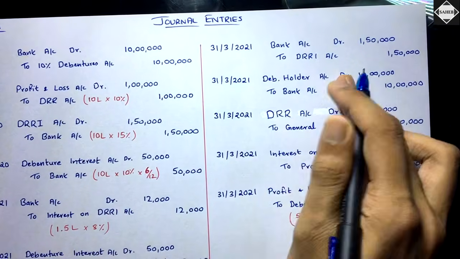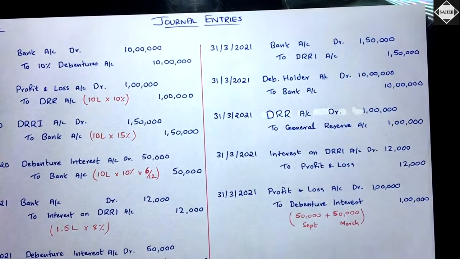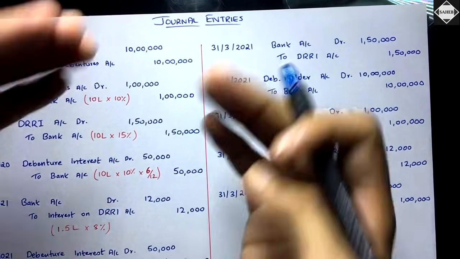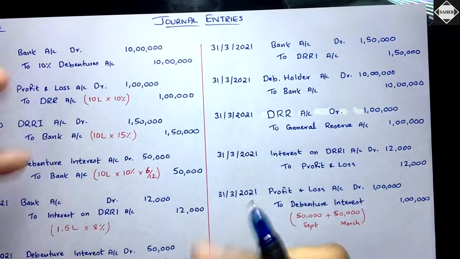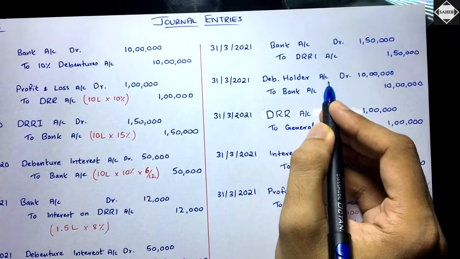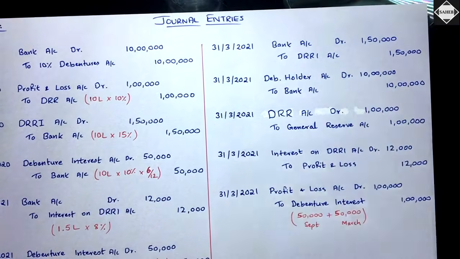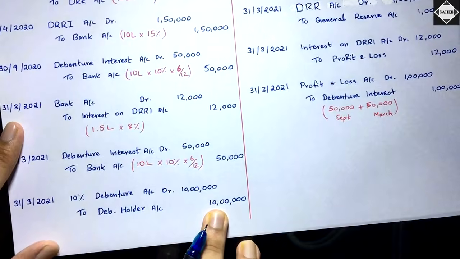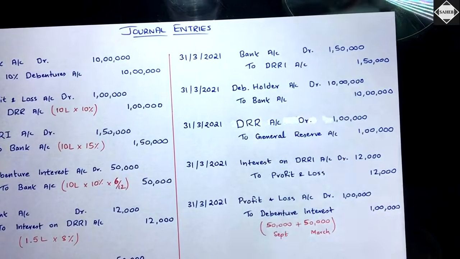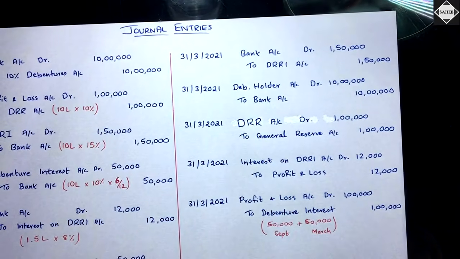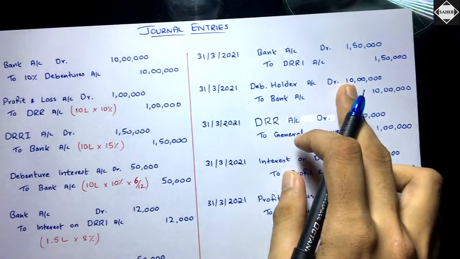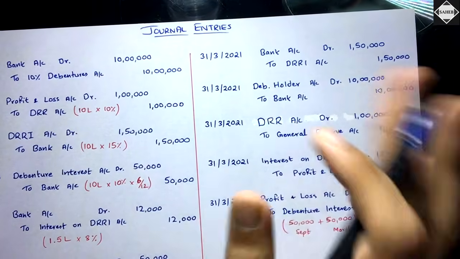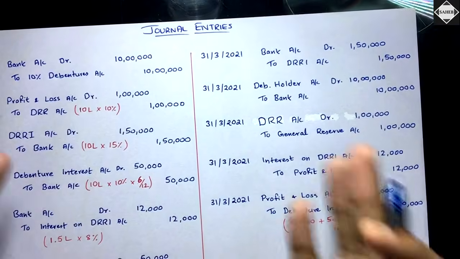Debenture holder account debit to bank account. Money is decreasing, so you have to credit the bank account. Liability is also decreasing because we are making the payment, so debenture holder account has to be debited. 10 lakh, 10 lakh, that's the money we owed to them. We have paid them. Now there is no longer a liability. So it's done.